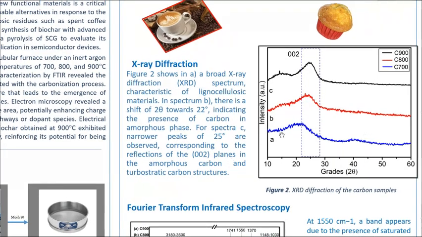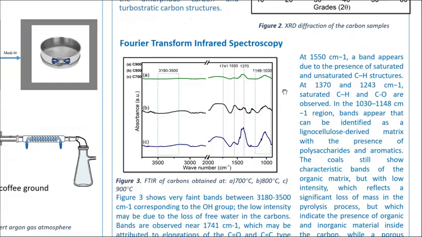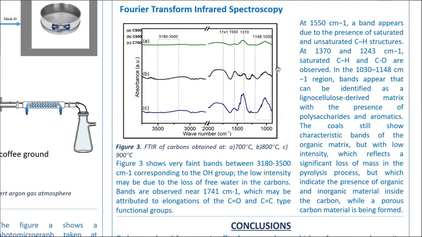Spectrum A presents the typical structure of disordered carbon materials, with a broad curve appearing. However, in spectra B and C, the peak near 25 degrees narrows with increasing temperature, indicating a change in the crystal lattice size and the presence of turbostratic carbon with a tendency to form small graphitic structures. To characterize the carbon's functional groups, the FTIR spectra were analyzed, as shown in Figure 3.